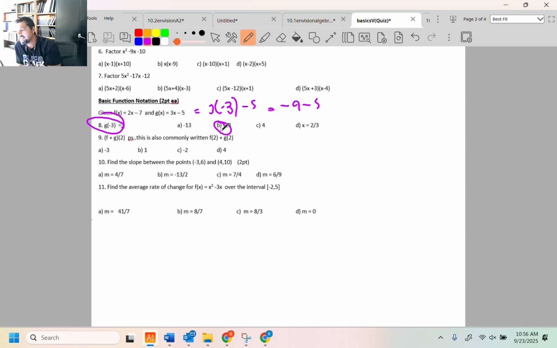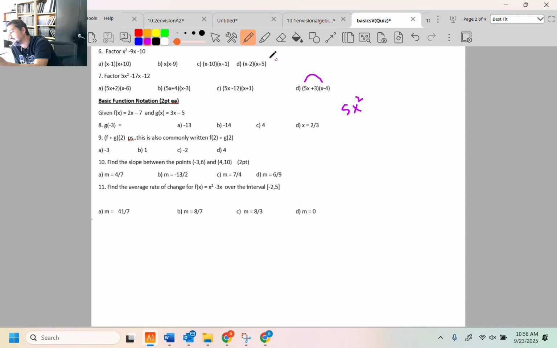I made 6 and 7 kind of easy if you know how to FOIL. And there's a couple of you who do not know how to FOIL. Again, I'm not sure why you're a junior. Like, you need to figure this out. So here's the right answer. Because 5x times x is 5x squared. 5x times 4 is a minus 20x. 3 times x is plus 3x. And 3 times a -4 is minus 12. And by God, -20x plus 3x is -17x.